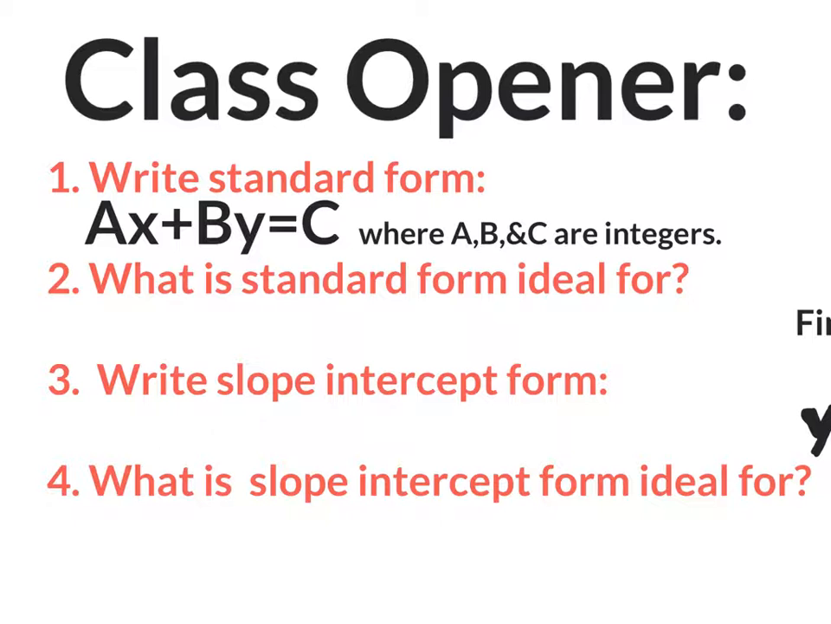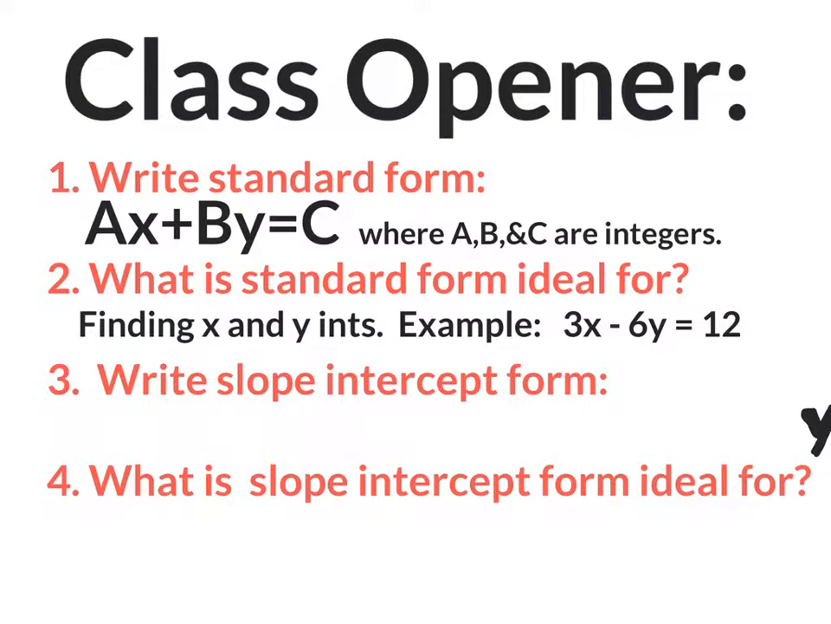So let's say I had this standard form equation, 3x minus 6y equals 12. It's really easy to find the x and the y intercepts. If it's in standard form, it's really easy to find the x and the y intercepts. Because how do you find the x-intercept? You simply set y equal to 0. You guys remember that?